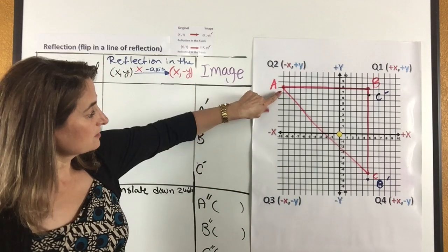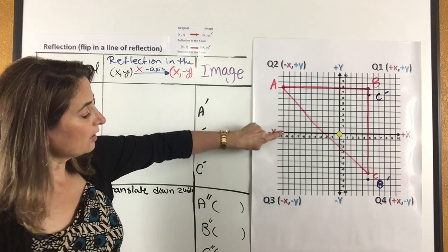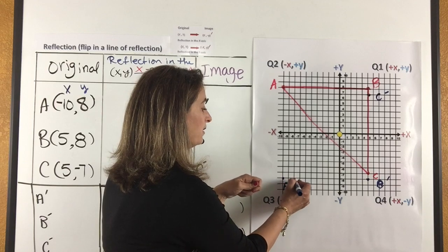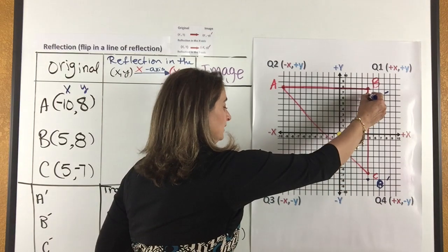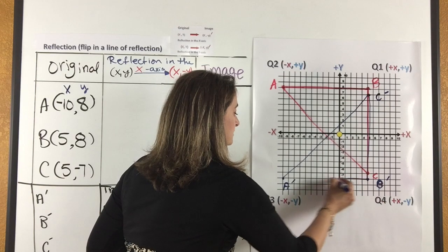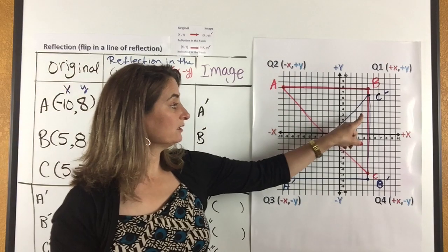Now A is 1, 2, 3, 4, 5, 6, 7, 8. Go away 8, and it will end up here, and that's your A prime, which is the reflection in the x-axis. And now you end up in this. And just remember which quadrant it was.